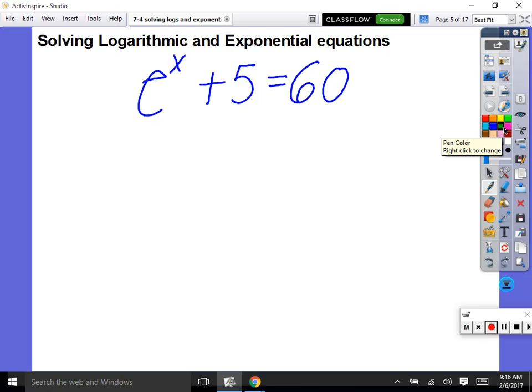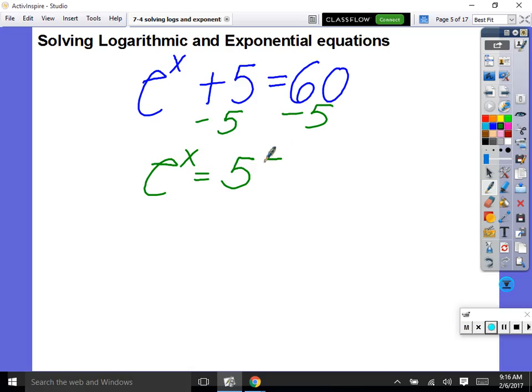So our first step is to isolate the exponential. So we're going to subtract 5 from both sides. Are we following still, people? e to the x equals 55, right? And then from there, x is up in the exponent. We need to get it down. We need to undo e. So we'll ln both sides. ln and e undo each other, so x is equal to ln of 55.